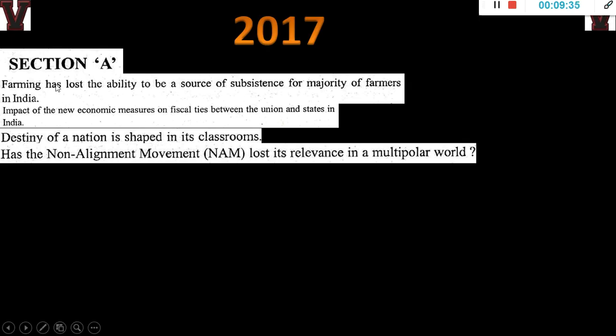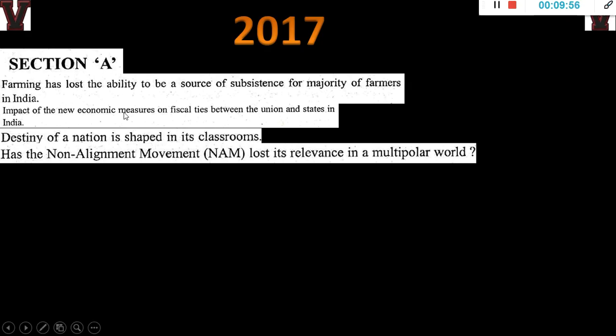Now 2017, the toughness level actually is increasing. For essay, if you go backwards like this, you will see more and more easier questions coming. Farming has lost the ability to be a source of subsistence for the majority of farmers in India. So farmers' issues you are definitely studying for the exam. So it's nothing extra you have to prepare.